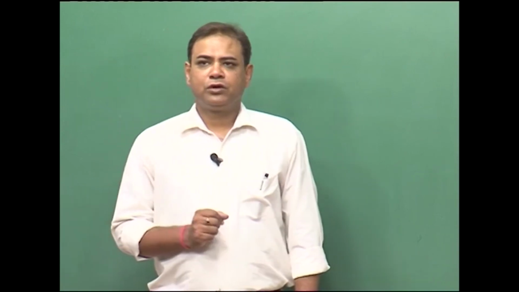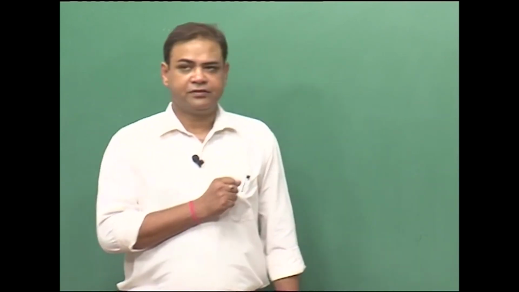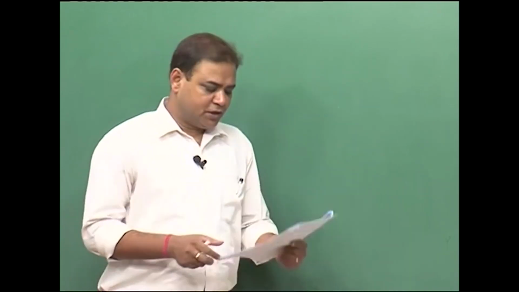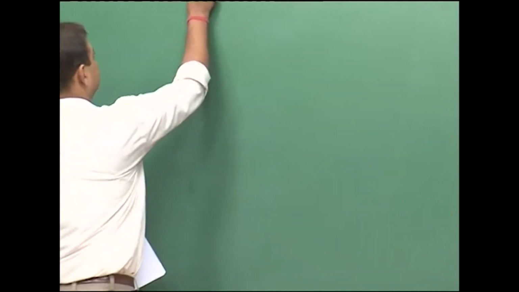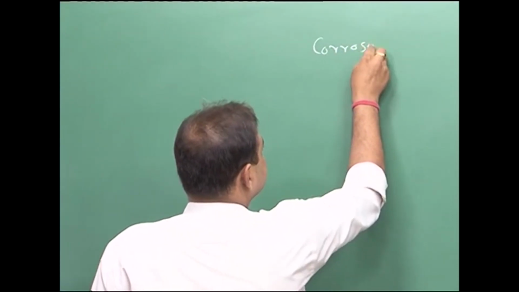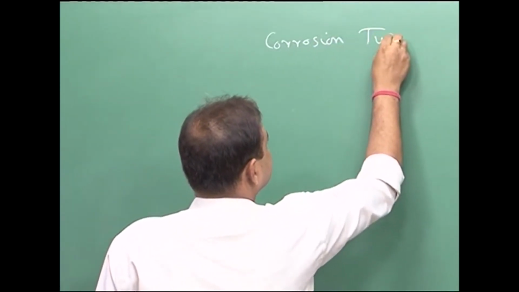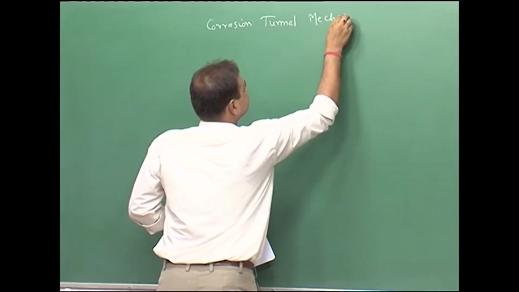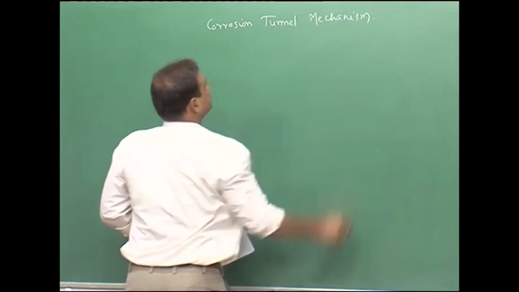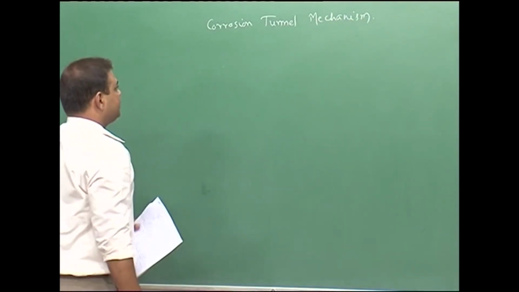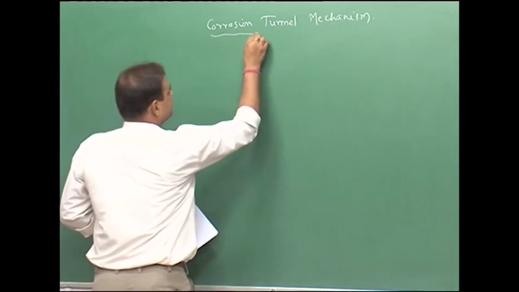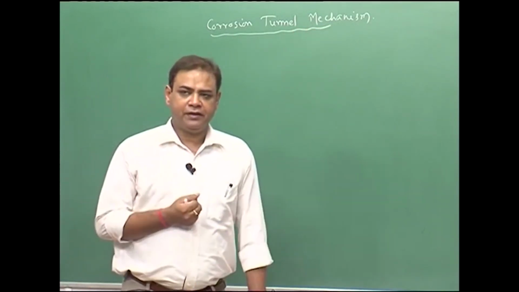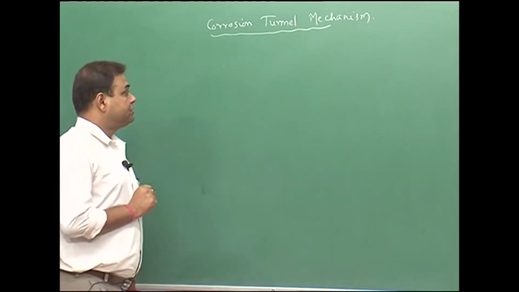So, we have one more mechanism under the dissolution control mode, that is the corrosion tunnel mechanism. In this method we combine dissolution as well as mechanical failure, both the things are combined together.